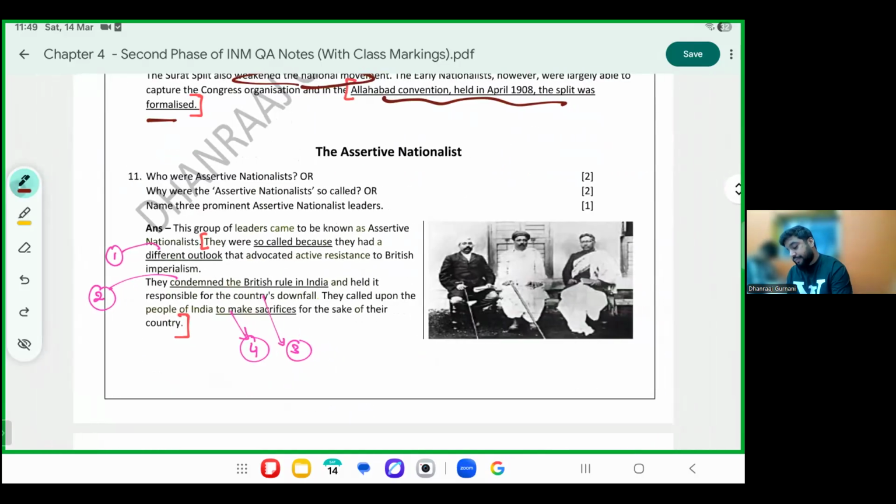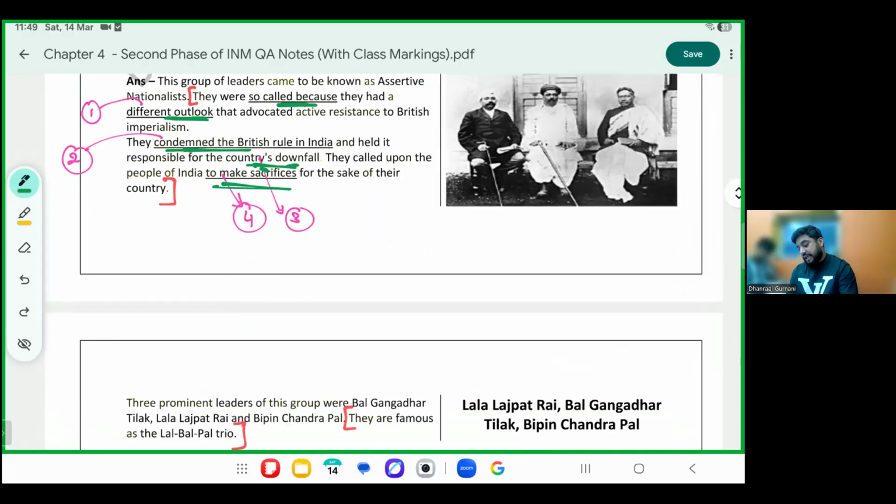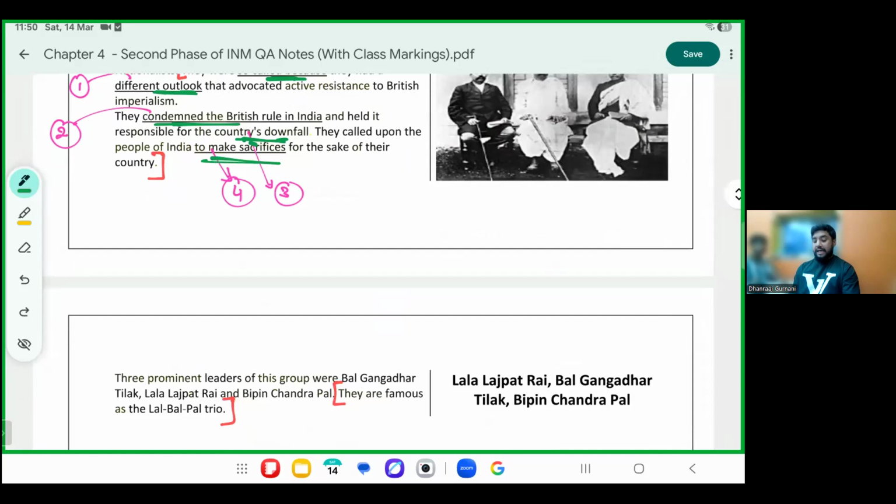Second part of the chapter: who were the assertive leaders? Now introducing you to the assertive leaders. They were so called because of their outlook, because of their thought process. Assertive means a little aggressive. They condemned British rule. They held it responsible for the country's downfall. They were ready to make all types of sacrifices. He said, if you want to take my life also, I'm ready for giving. There are 4 keywords there: their outlook, they condemned the British rule, held it responsible for the country's downfall, and they were ready to make whatever sacrifices needed.